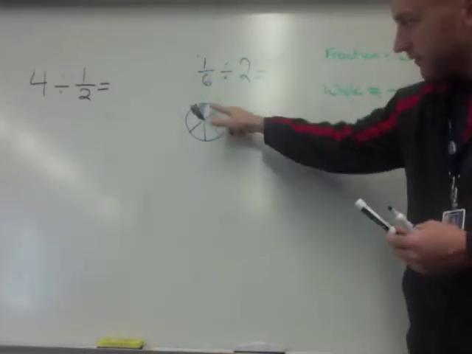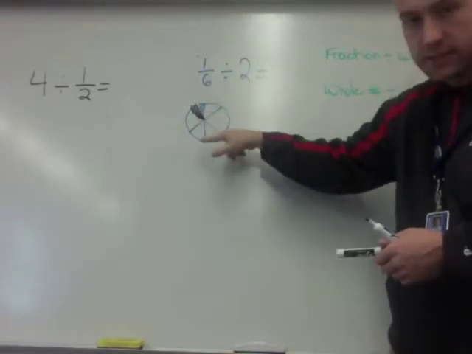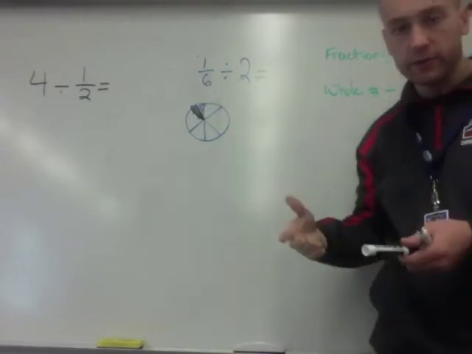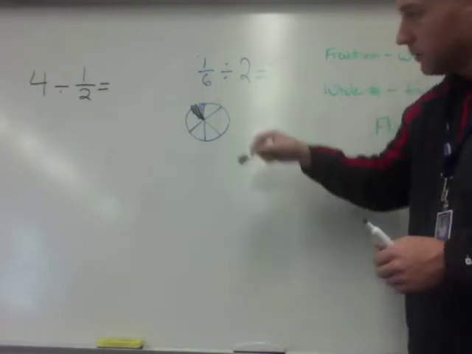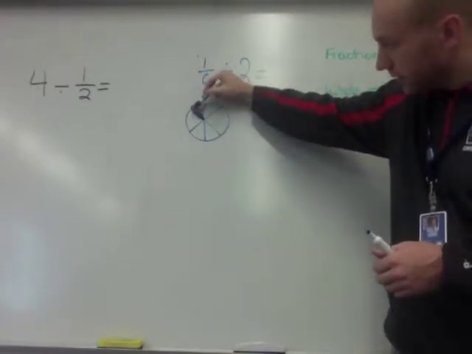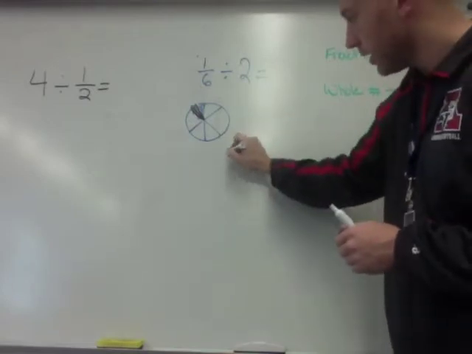So if I split every section into 2 pieces, I'd have 12 now, right? Because I have 6 pieces to begin with. I split them all into 2 pieces, now I'm going to have 12. It doubles the amount of pieces. Well, how many pieces do I have? 1/6 divided by 2. I have 1 out of 12. So my answer would be 1/12.